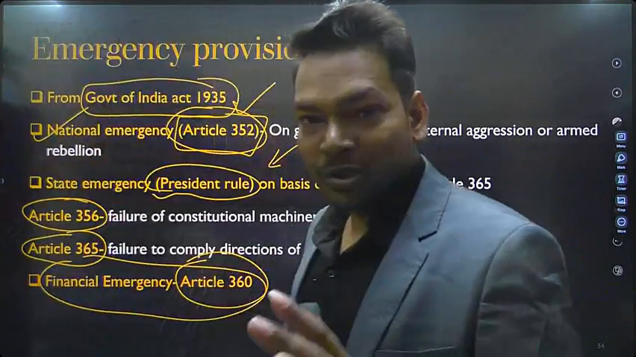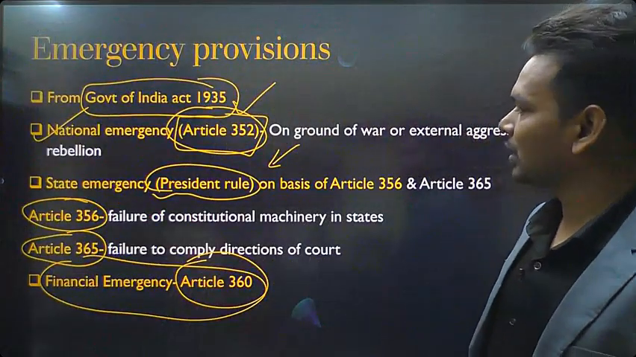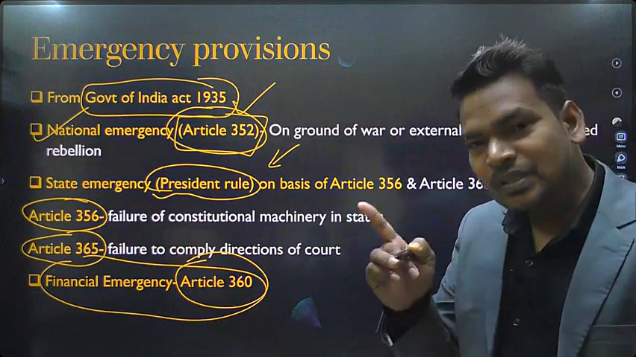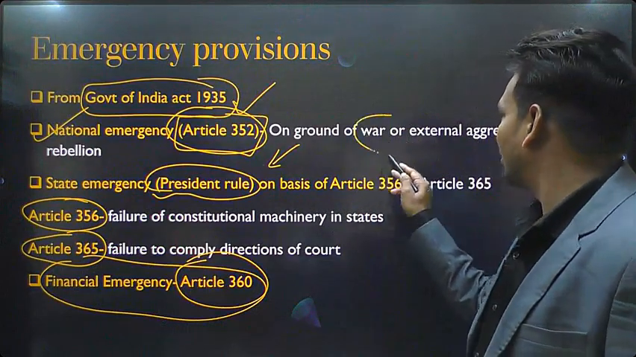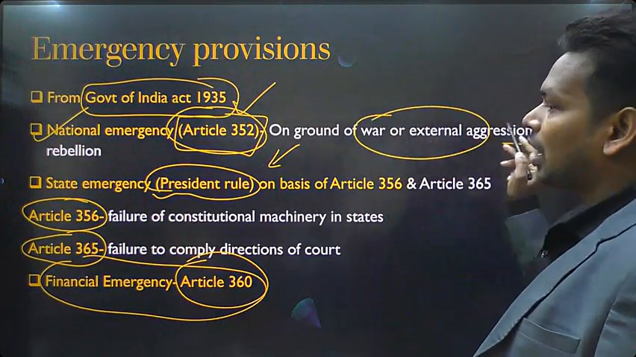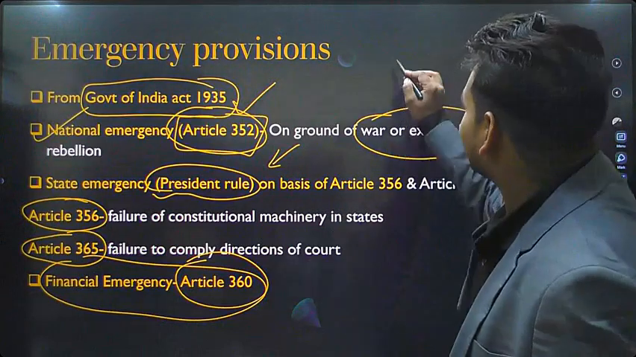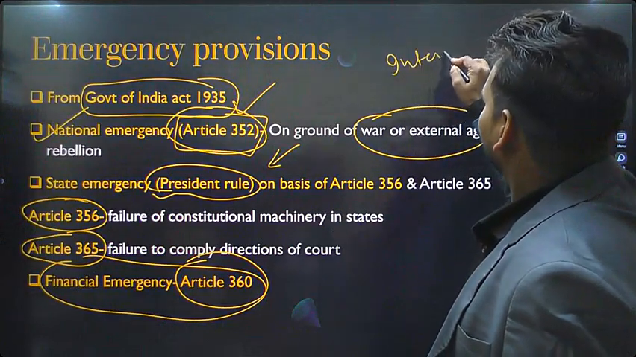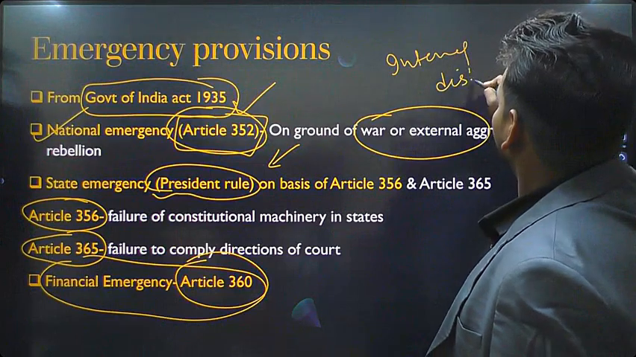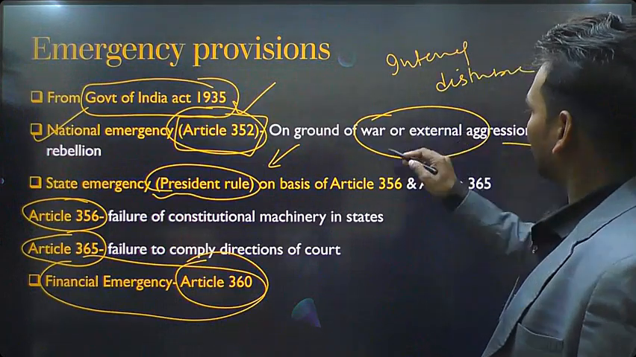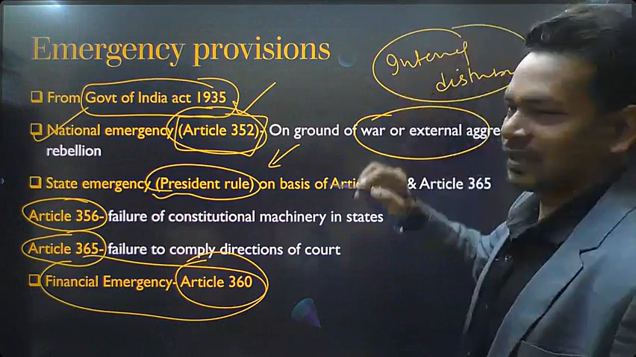Okay, now you need to understand on what basis national emergency is declared: on the ground of war, external aggression or armed rebellion. Earlier it was the word internal disturbance. It was war or aggression or internal disturbance.